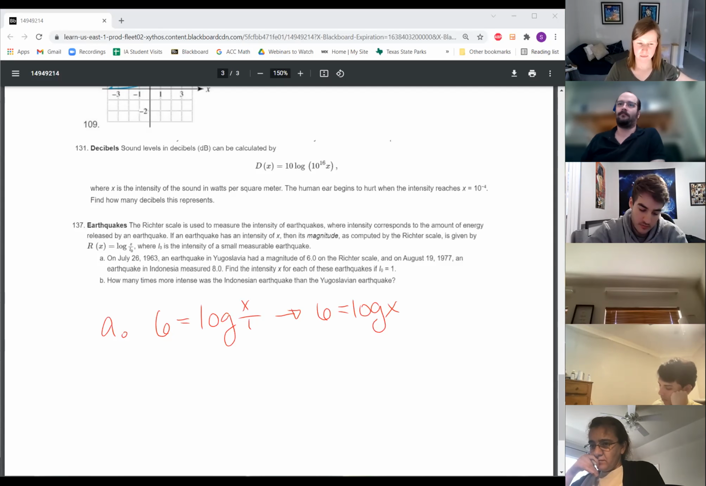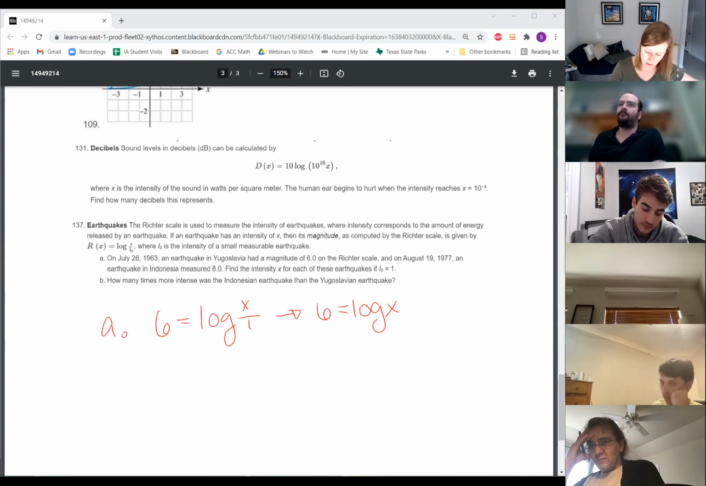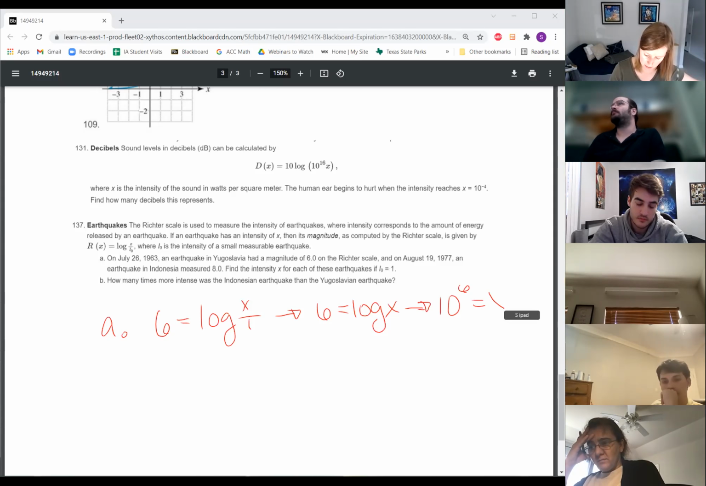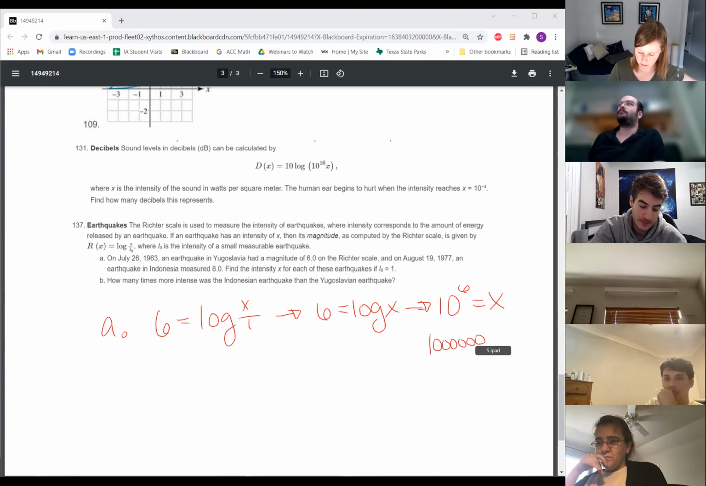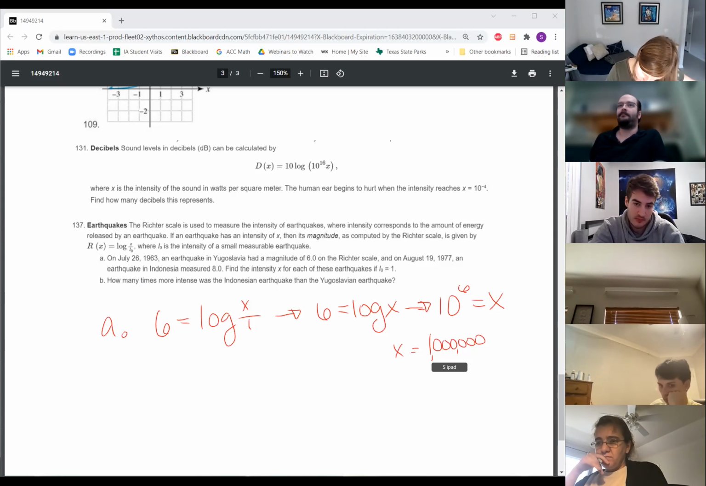So I got that the integer was 6, so I ended up doing 10 to the power of 6. There you go. Remember we did that earlier. We talked about when there's no base here, that's a 10. So this is equivalent to saying 10 to the 6 equals x, using that property we did on the very first problems today. So that means it's 1, 2, 3, 4, 5, 6 zeros. 1 million. Is there a unit for this? No, there's no unit. Yeah, that's the intensity.